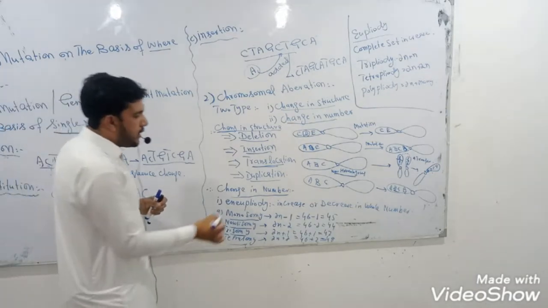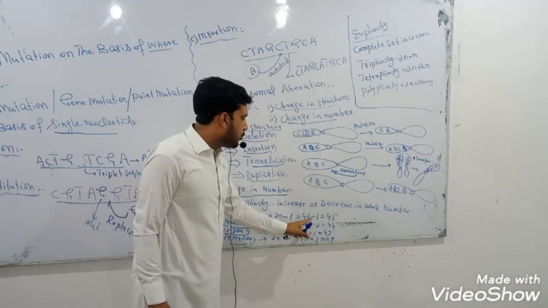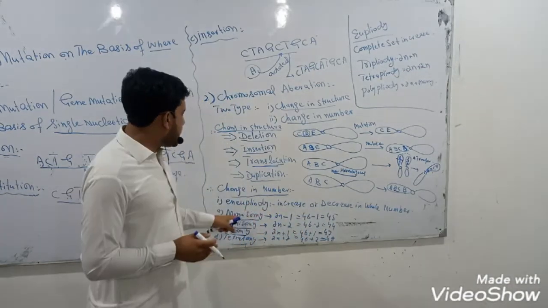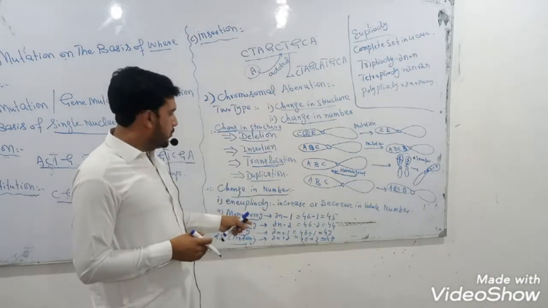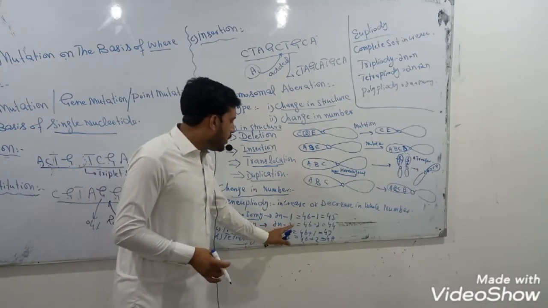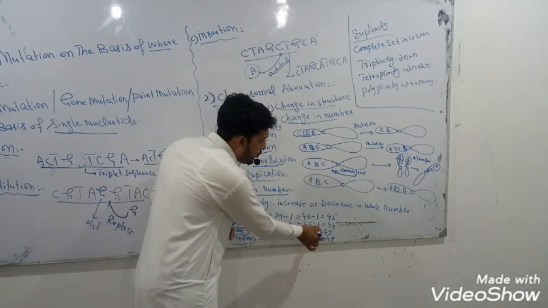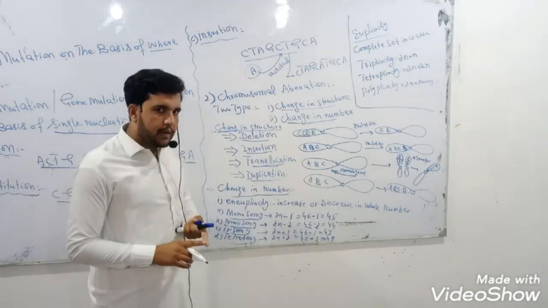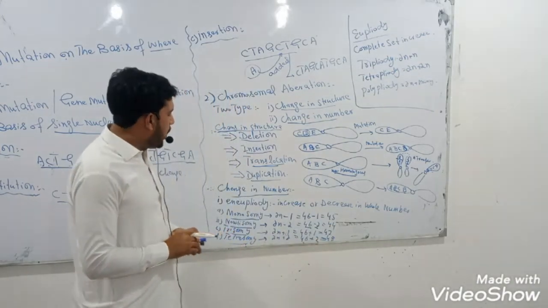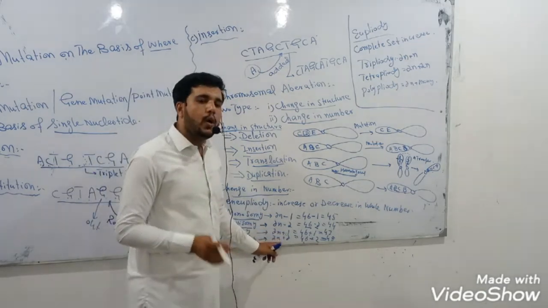In monosomy, the whole set decreases by one. Consider a human having 46 chromosomes. One chromosome is lost and it becomes 45. This type of mutation is called monosomy. In nullisomy, a decrease of two occurs in the whole number. Consider the human case again. Humans have 46 chromosomes. Two chromosomes are lost, and it becomes 44. This condition is called nullisomy.